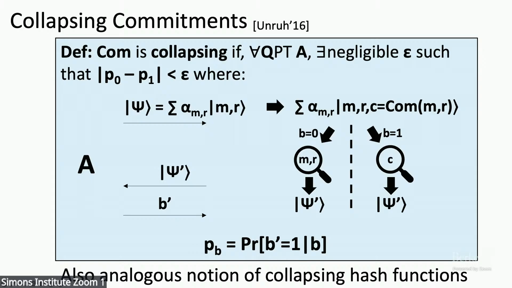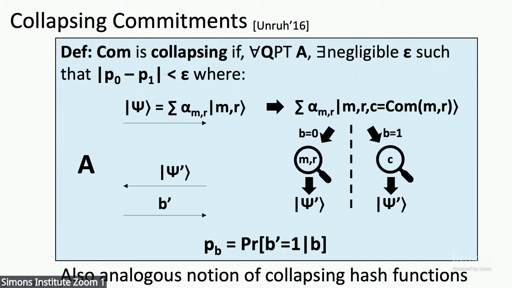The challenger does this on their side, and then sends that state back, either the classical M, R, C or the superposition over M and R, and Alice has to tell which is the case. Are you trying to capture binding or hiding? This is for binding. Hiding is the same as before, literally just the same indistinguishability notion. But for binding, we will need the stronger notion.